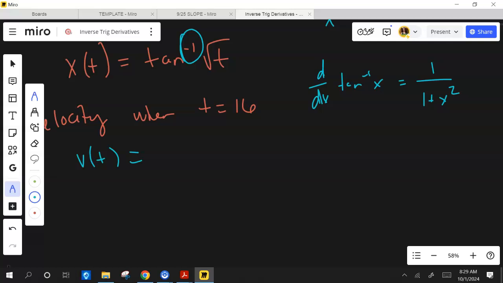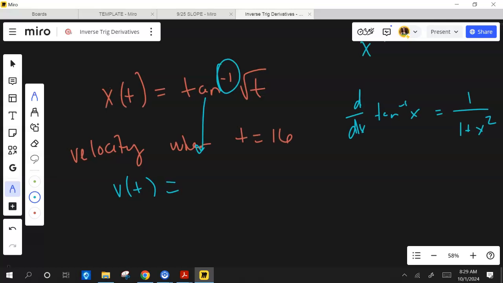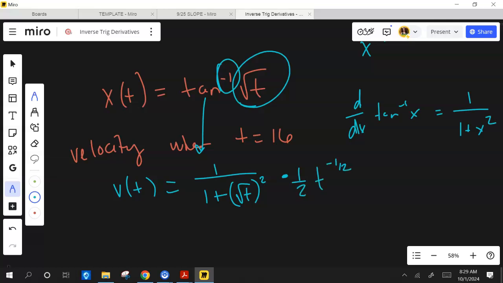So if I want the derivative of this, it's 1 over 1 plus, what is my x? Square root of t squared, and now chain it. They will, but I want to tell you step by step so you see. What's the chain here? 1/2. Which is 1/2 t to the negative 1/2.